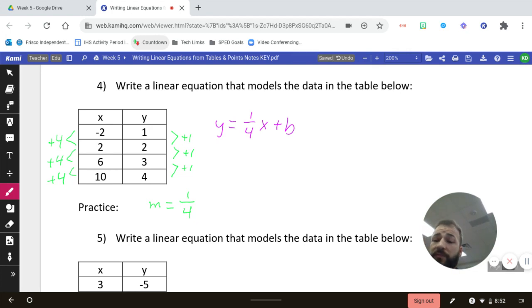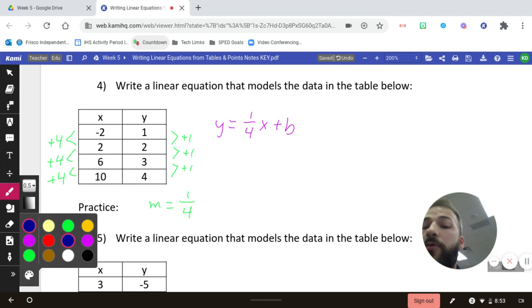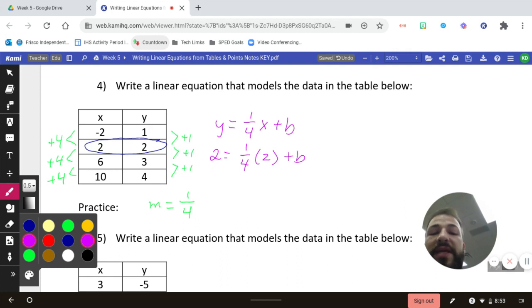Okay, so now, just like with 2 points, our table is just a bunch of points. You can pick any point from the table to plug into your equation. I typically try to pick points that are going to keep things nice and positive. So the easiest point I can see will be this one right in the middle, 2 comma 2. It doesn't matter which point you pick. Any point should work to give you b. So both of our numbers are 2, so I can plug 2 in both spots. So 2 is equal to 1/4 times 2 plus b. So 2 is equal to 2/4 plus b, which means 2 is equal to 1/2 plus b.